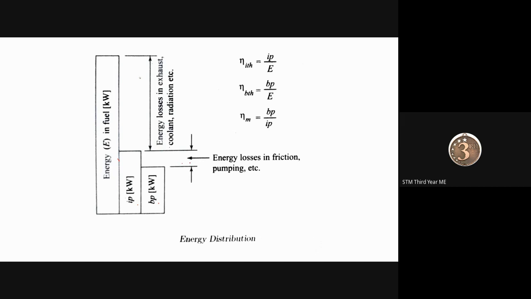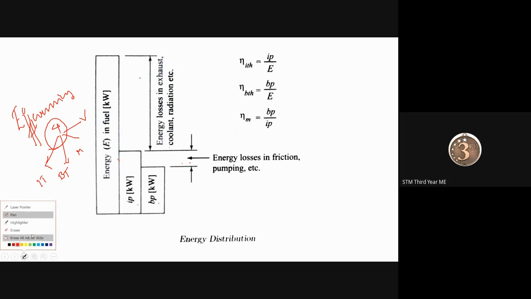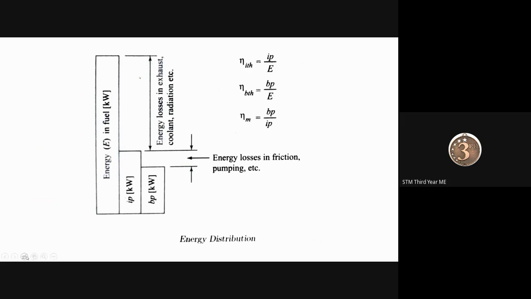Next, as I told you, we are going to discuss the efficiency. Here mainly four types of efficiencies are there: indicated thermal efficiency, brake thermal efficiency, mechanical efficiency, and volumetric efficiency. These four we have to understand. It is very easy if you know that.